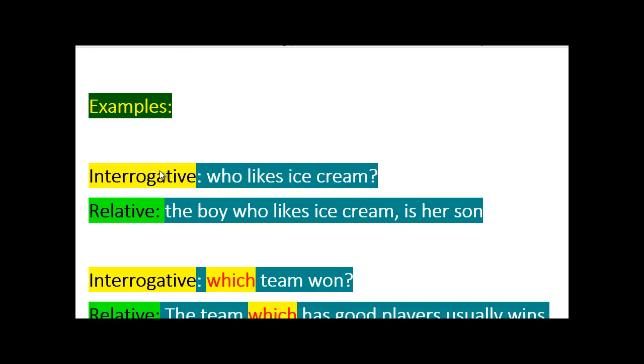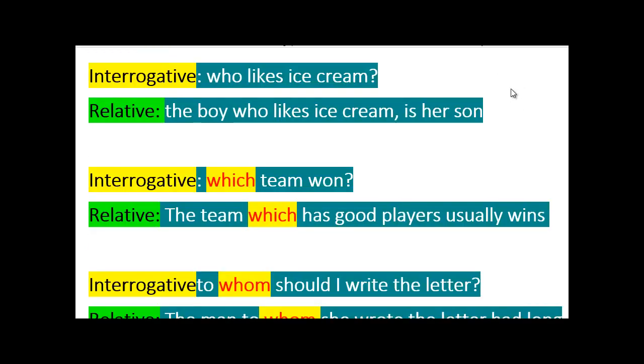Interrogative pronoun here, but relative: the boy who likes ice cream is her son. That is, you can see, we're talking about the boy who likes ice cream. So here, that's a relative pronoun. So that's a clear difference between an interrogative pronoun and a relative.